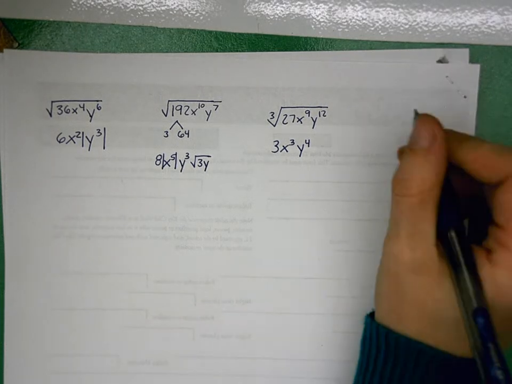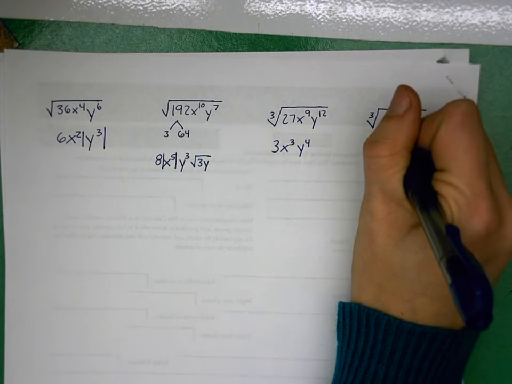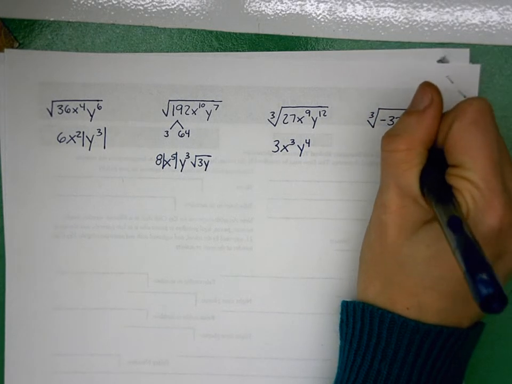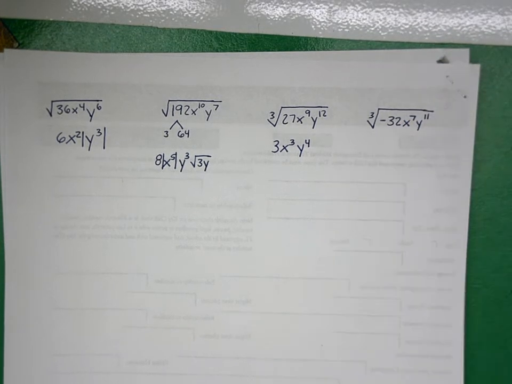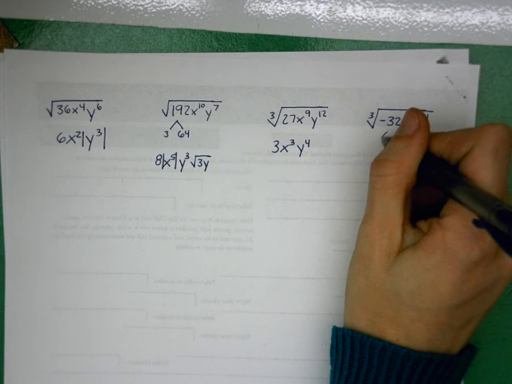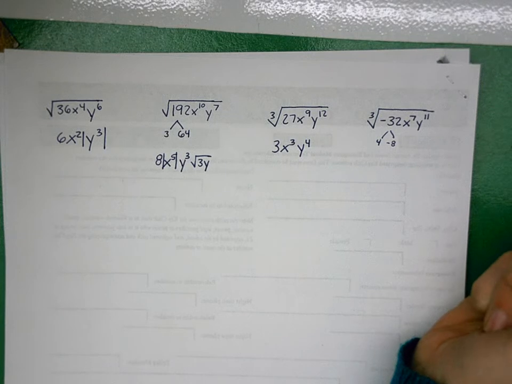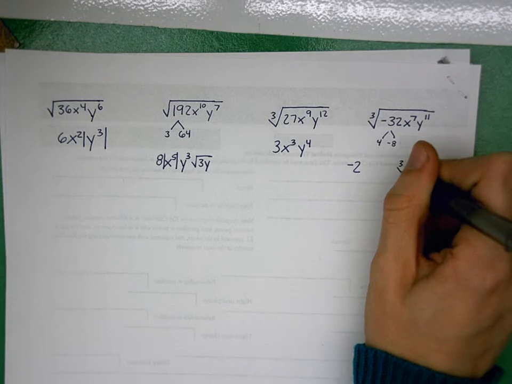Okay, and one more in this vein. Let's do the cube root of negative 32, x to the 7th, y to the 11th. Okay, and so this one, we have our cube root of negative 32, breaking this down because that is not a perfect cube. This would break down to 4 and negative 8. Negative 8 is a perfect cube. And so I'm going to go ahead and pull out negative 2, but I'm going to leave that cube root of 4 inside.